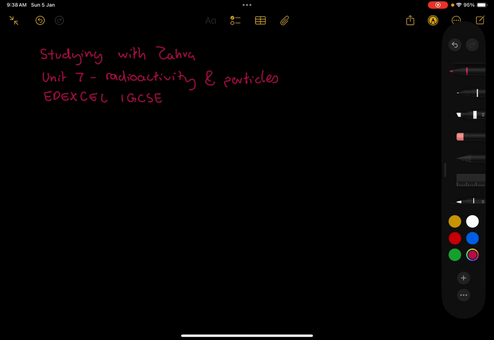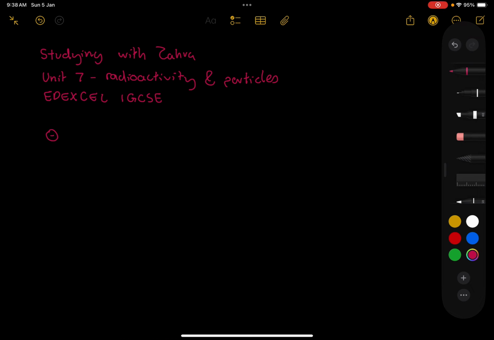So the electron is a very small particle. It has very little mass. It has a negative charge. The nucleus is very small compared to the size of the atom itself. And the electron orbits the nucleus of the atom.